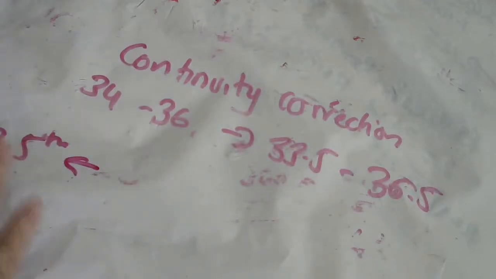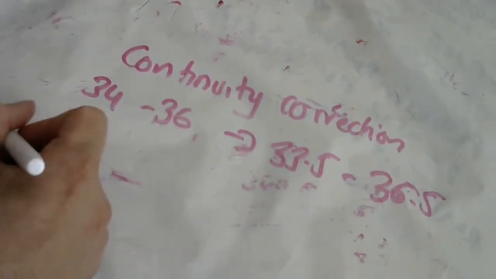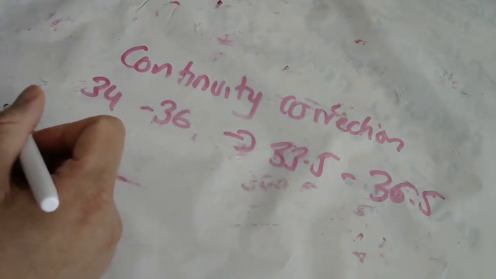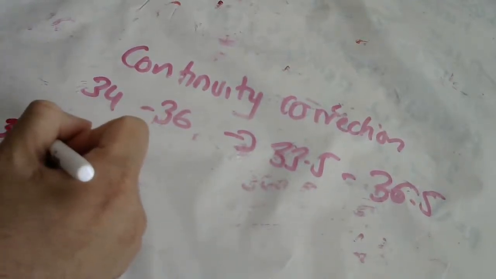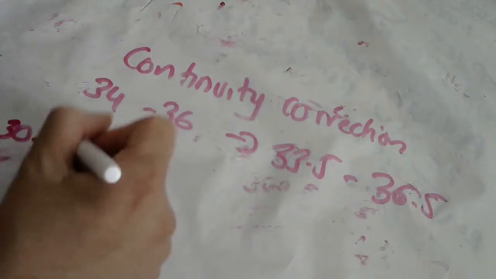All right? What I'm going to do is I'm going to draw out the table just quickly. So it will be what? 30 to 31. So that's going to be 29. That's going to be 30 to 31.5.